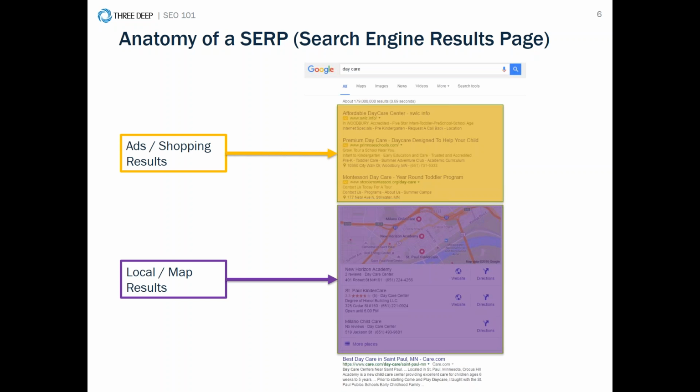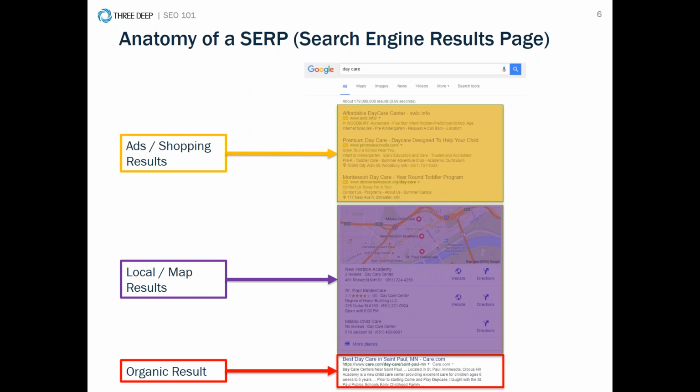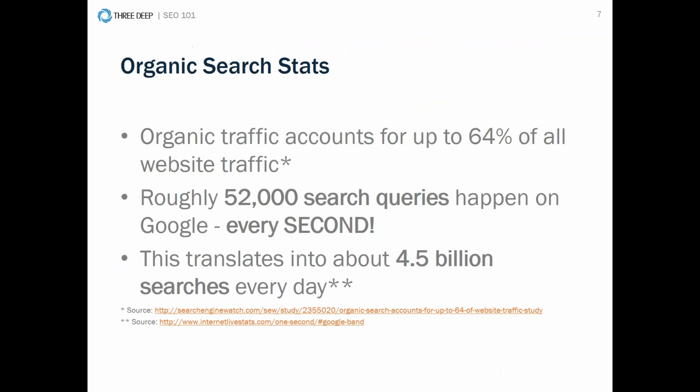There's an element of optimization that goes into gaining this position, and that's referred to as local SEO. We're not going to get too deep into that today, but what we are going to talk about is traditional SEO, and that's what helps you to get this organic result on the first page. You can see way down there below everything else. Before we do, let's just run through some organic search stats.